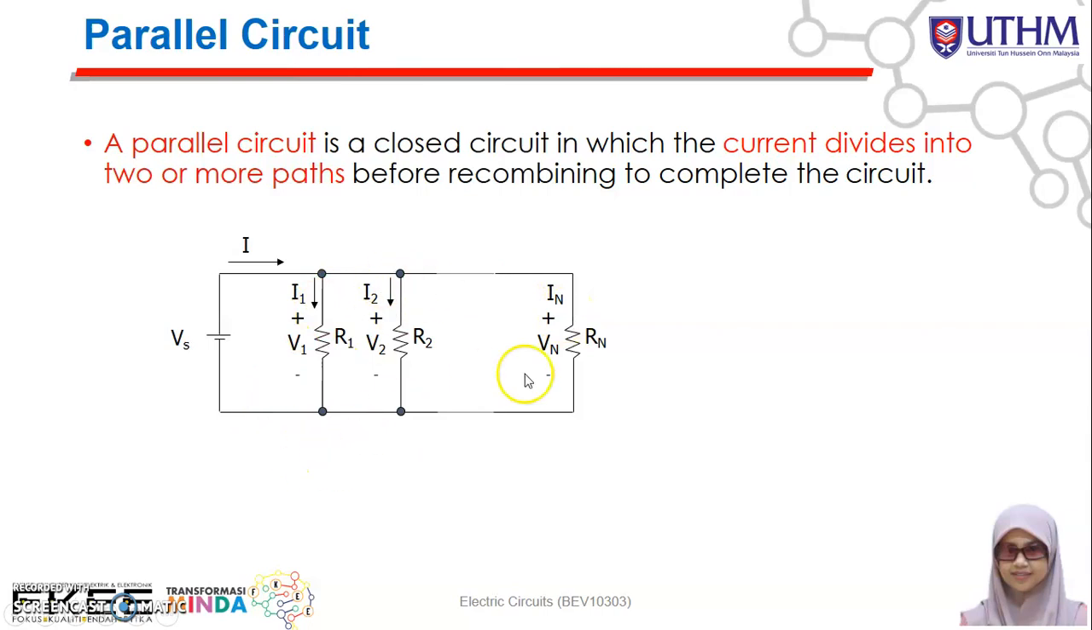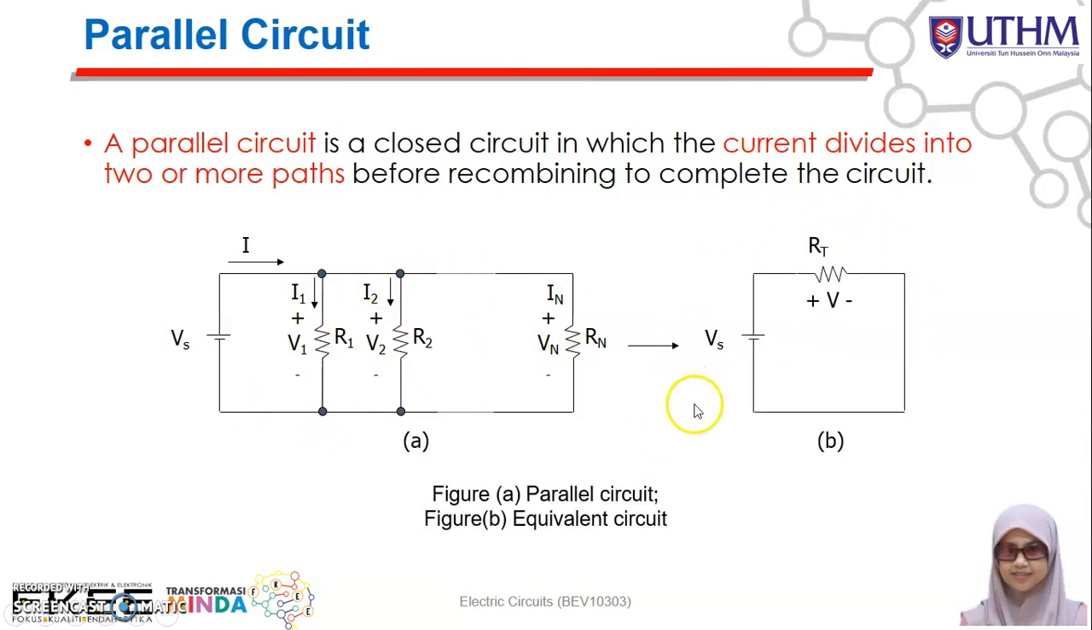This is the equivalent circuit for your parallel circuit. From here you see that I is equal to I1 plus I2 plus until In. That is according to Kirchhoff's current law, because the total current entering the node is equal to the total current going out from the node. You can see as well that the voltage drop V1 is equal to V2 is equal to until Vn. So this is the law for the parallel circuit.